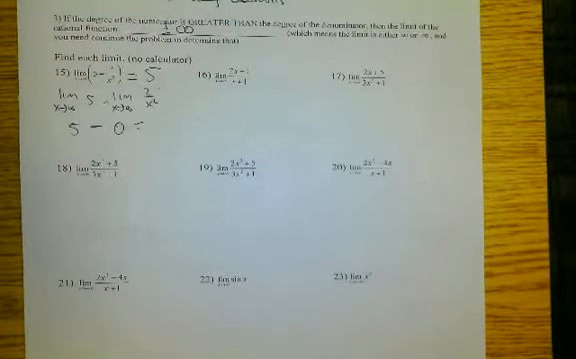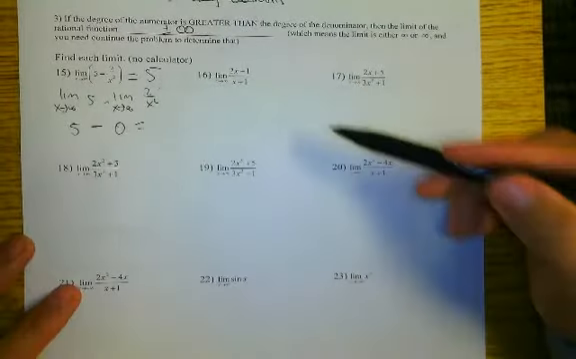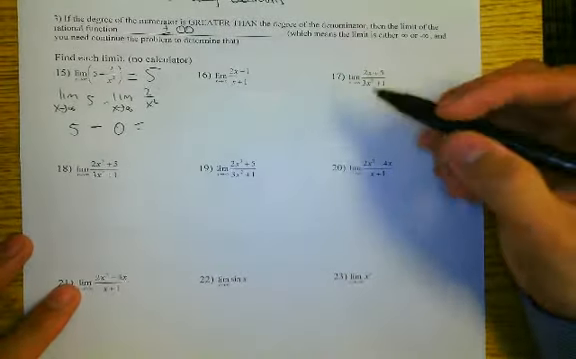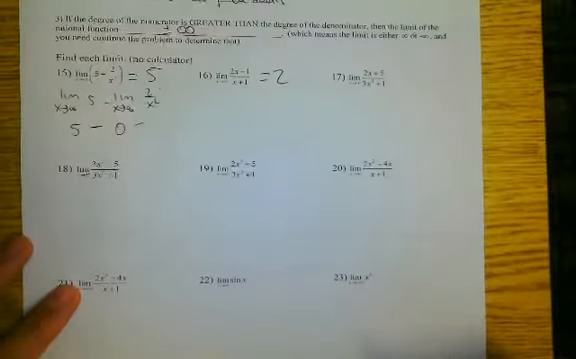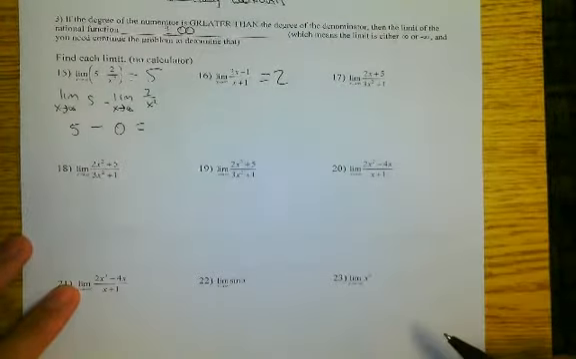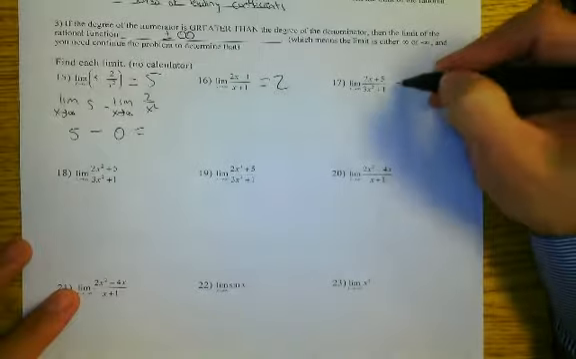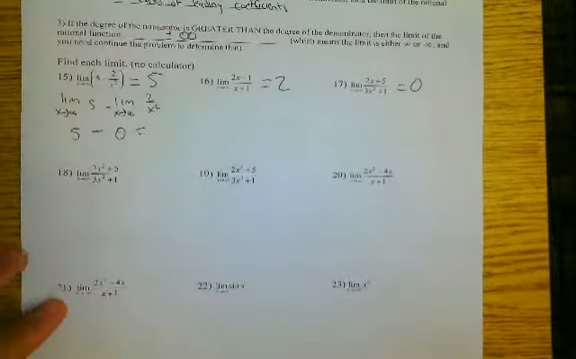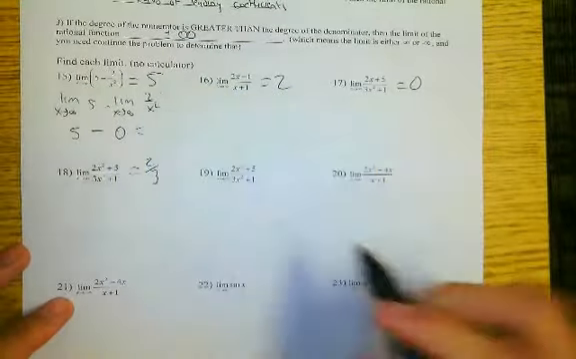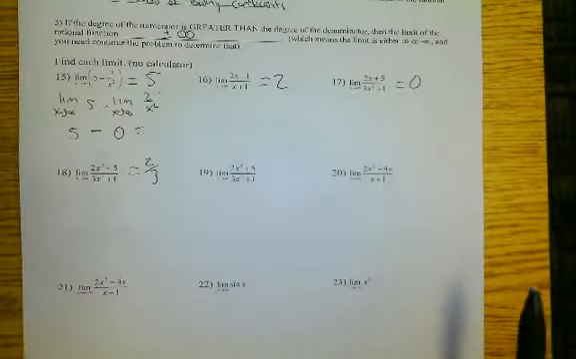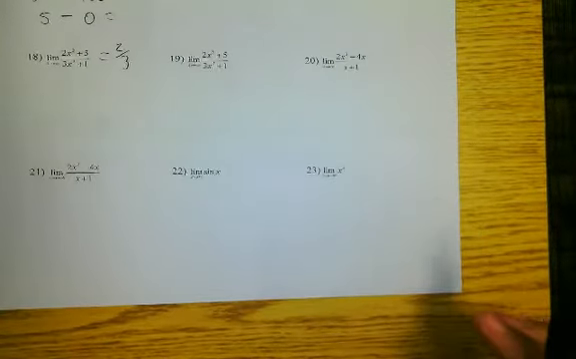Alright, so you're going to tell me, on number 16, what rule did you use? The degrees are the same, so the limit is 2. Number 17. 0. Number 18. 2/3. 19, 20, 21, let's skip it for a moment and go to 22 real quick.